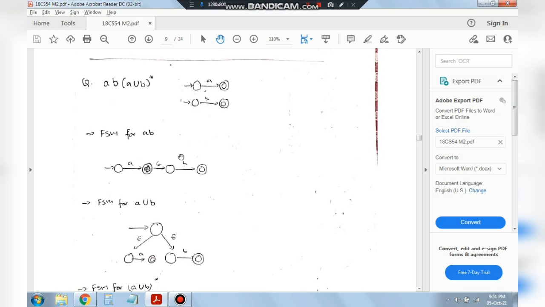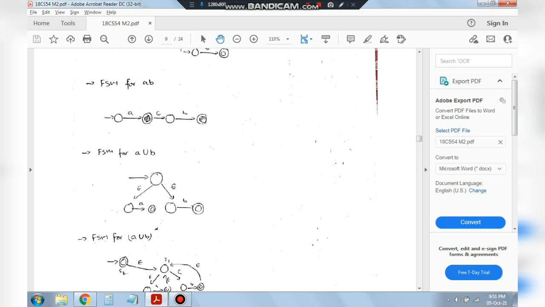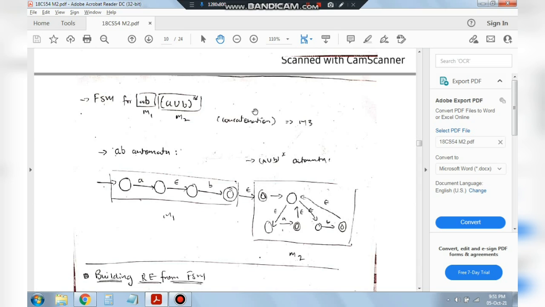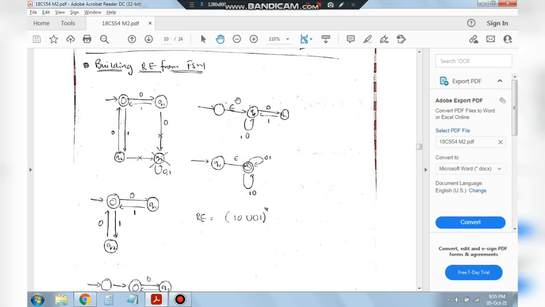And this is the FSM for AB. Now our next step is that we have to concatenate AB and A union B whole star. For concatenation, connect the ending state of this one with the starting state of this one. That's what I have done here. This is AB and this is A union B whole star. Connect via epsilon.